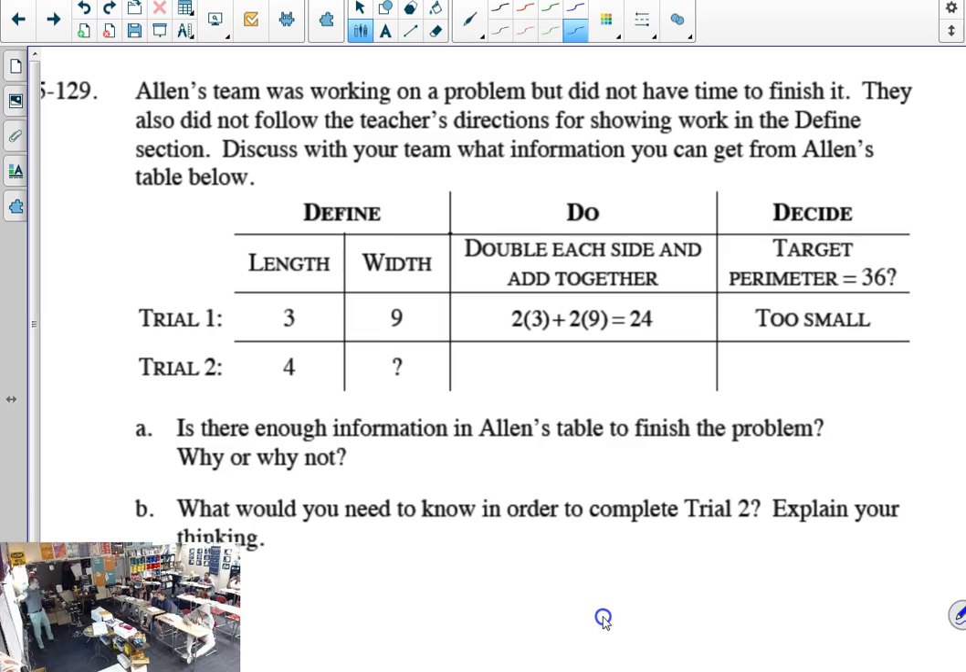What do they do in the do section? They have double of the one thing, double of the other thing. It says double each side and add together. Why would we be doubling each side and adding together? If we have a length and a width, we have a length and a width and 2 of each of them. Square. Rectangle.